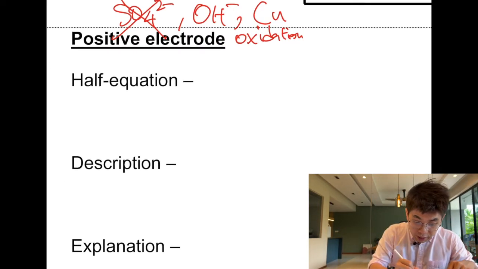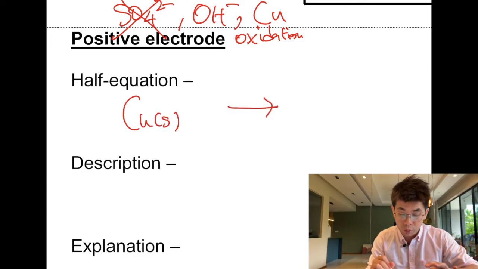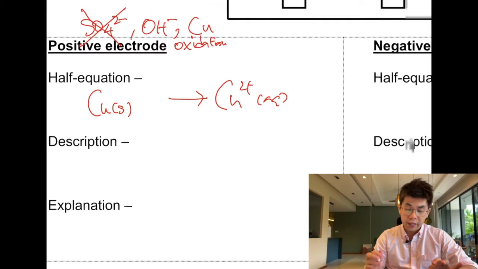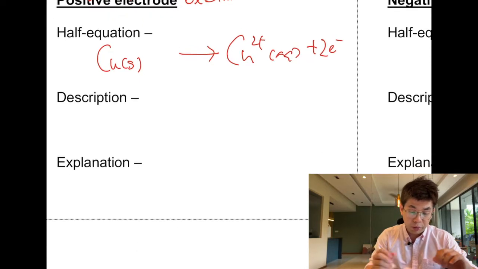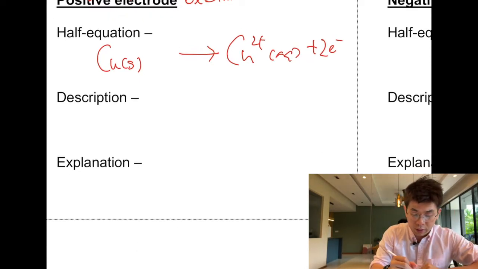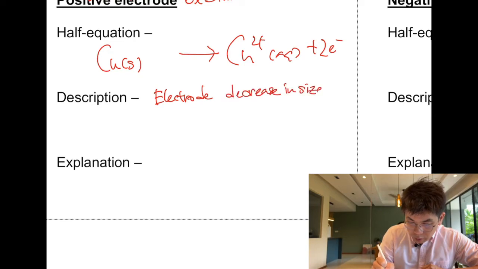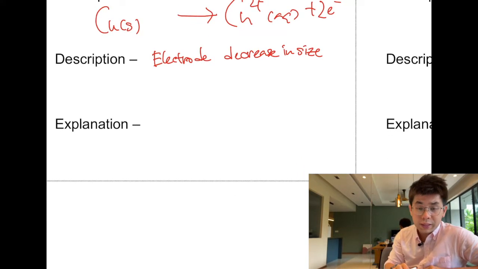So what will happen is that the copper electrode, a solid, would be oxidized to form what we always know, Cu2+ ions, right? And then balance with 2 electrons over here. So it's losing electrons, it is still oxidation. So what is happening here is that the electrode will decrease in size. Right, the electrode will decrease in size. So how do we explain it? Because this is slightly different, right?